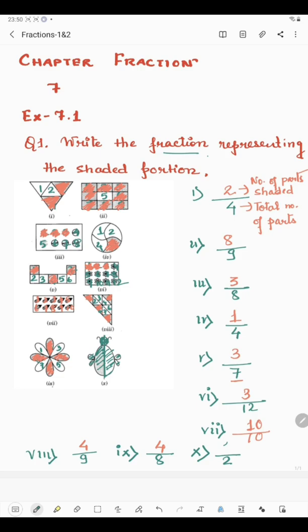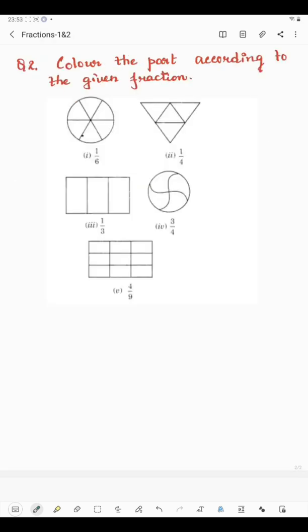Okay, so this was all about question number 1. Now coming to next question. Now question number 2 says color the part according to the given fraction.